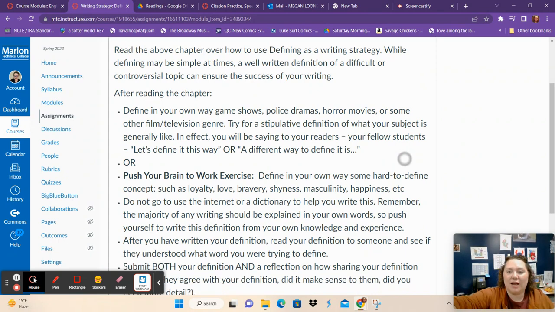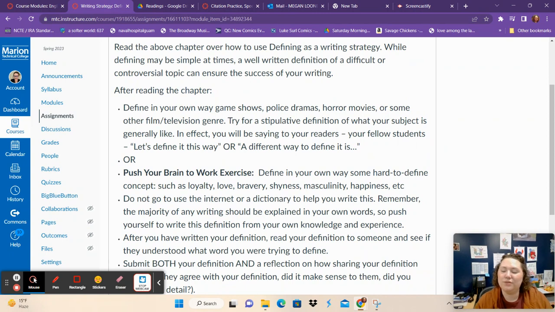So the first option, if you go with my first bullet point, you could choose to define a genre. So like a film or music or TV genre. So like horror. My favorite genre would be horror or fantasy. That's what I would define. You could also choose to define something like opera or rock and roll or metal music or country, whatever it is. Create your own definition for a specific genre.